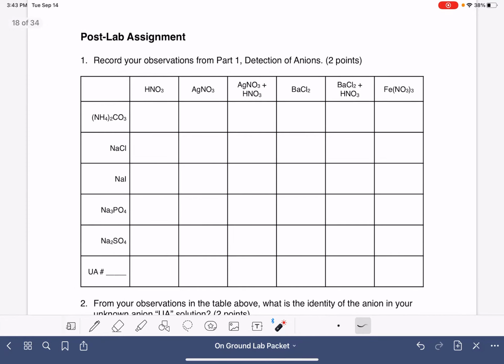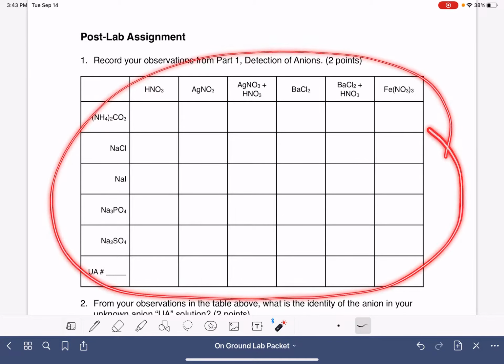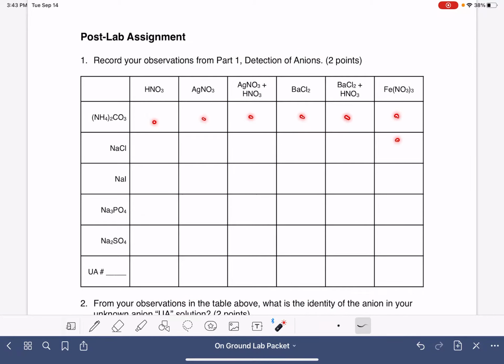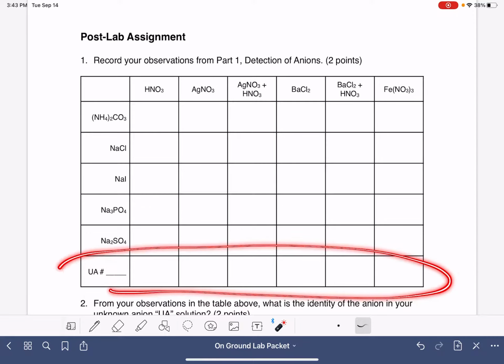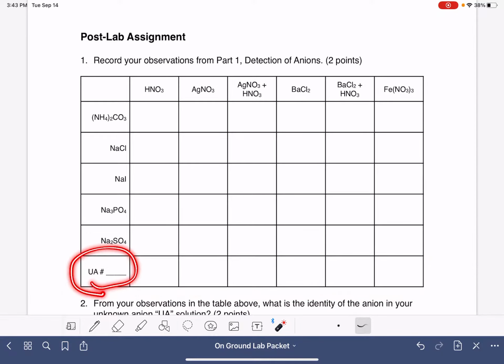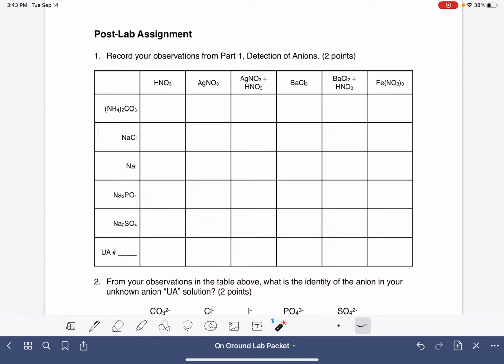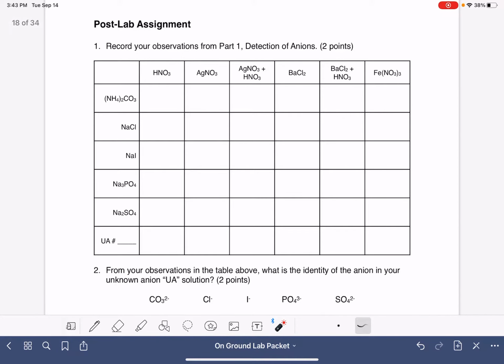Here's our post-lab assignment. At this point, you will have this data table completely filled out with all of the observations that you made. You'll have color changes and whatever kind of codes you use to indicate all of your observations. You'll also have information down here for your unknown anion. And the first thing that you're being asked to do is identify the unknown anion right here.